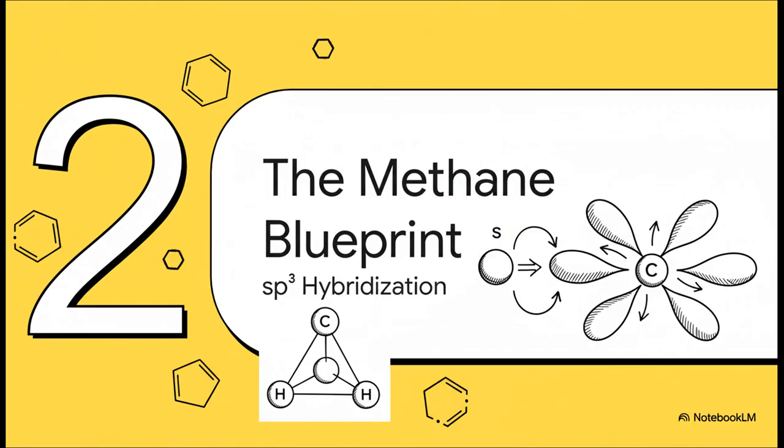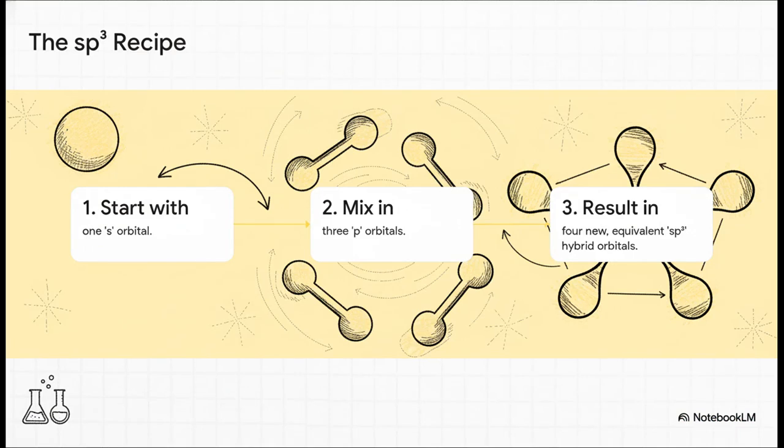All right, now let's build on what we've learned and look at one of the most important shapes in all of chemistry. I'm talking about the blueprint for methane. This is a total cornerstone of organic chemistry, and it's all built using something called sp3 hybridization. Okay, so for this recipe, we're using everything we've got in this particular shell. We take our 1s orbital and we mix it with all 3 of the available p orbitals. We're throwing them all in. The result? 4 new, perfectly equivalent sp3 hybrid orbitals.